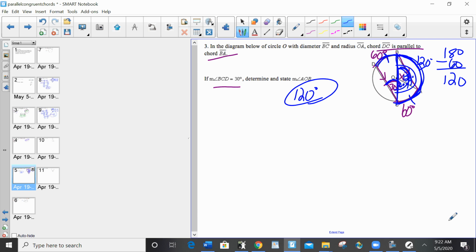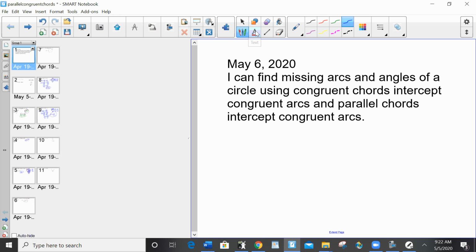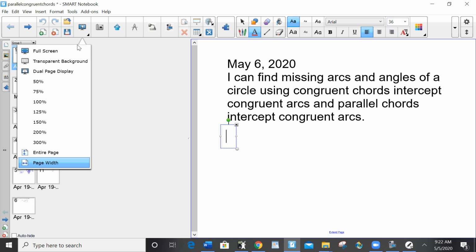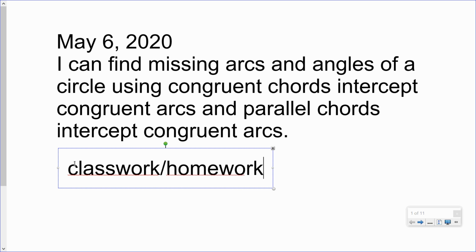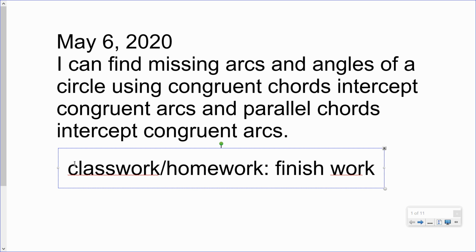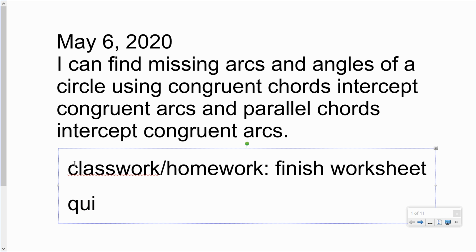Your classwork / homework is to finish the worksheet, and you're going to have a quiz due tomorrow, but again, I would do it tonight. It's just going to be a 1 or 2 question quiz on this.